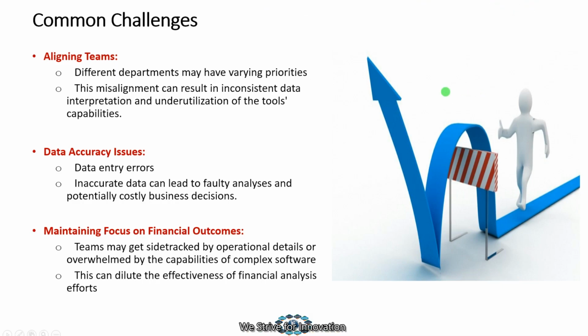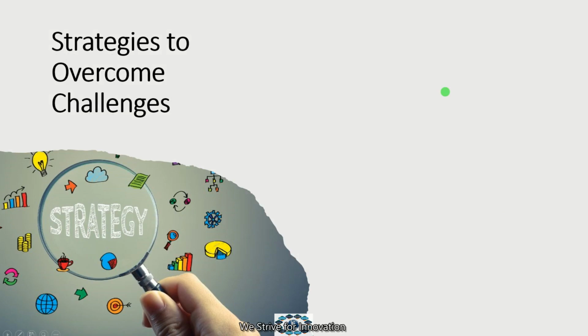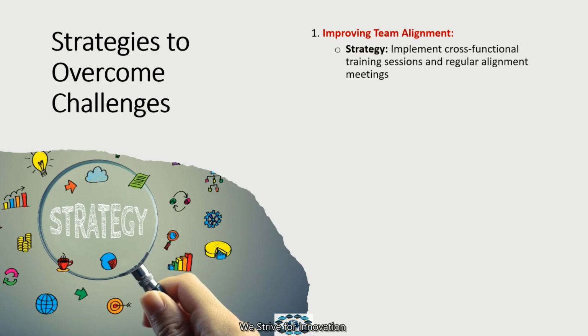And now let's move on to strategies to overcome those challenges, because challenges will be there. You cannot avoid them, but you have to maneuver around them. First thing you will do, improving team alignment. What will be your strategy? You will implement cross-functional training sessions and regular alignment meetings, of course, to keep reminding the people and ensure all departments understand how to use the financial tools in the context of the organization's broader goals. What would be the benefit?